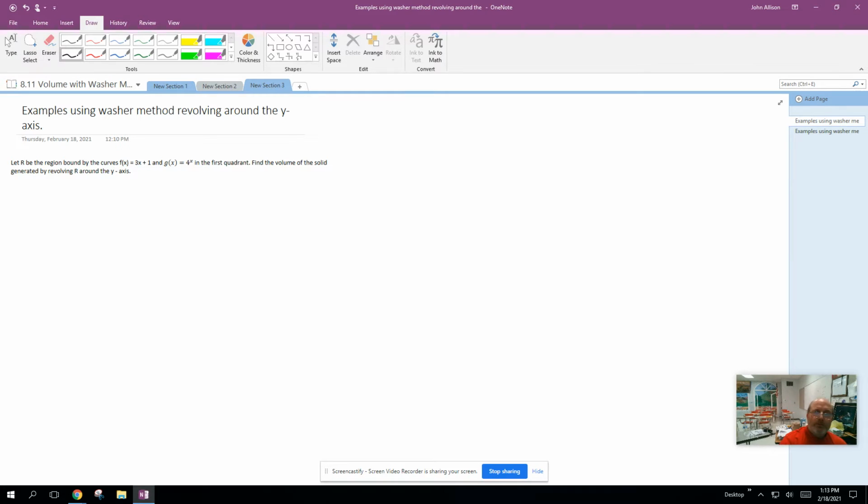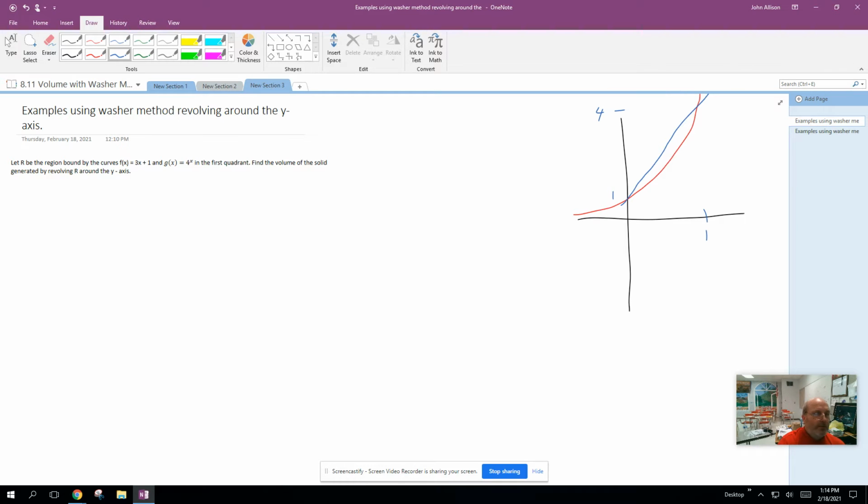As always, we're going to start by graphing the region. We have g of x equals 4 to the x, and the line f of x equals 3x plus 1. Those are going to intersect. Let's make sure I get a region big enough that I can draw a rectangle in. They intersect at y equals 1 when x is 0, and at y equals 4 when x equals 1.